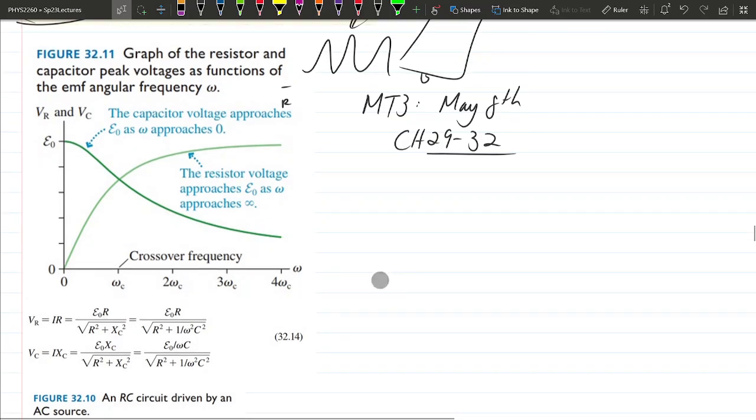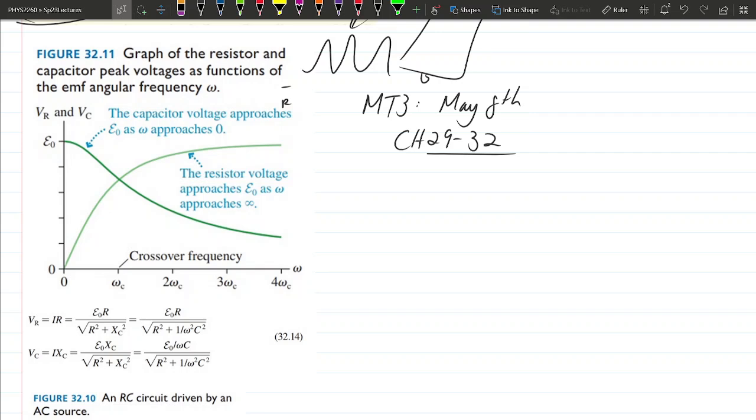One of the interesting things about putting a resistor and a capacitor together in an AC circuit is this behavior: the voltage across the resistor starts off at 0, but then goes up as you go to higher and higher frequency. The capacitor is the opposite. It starts off at basically whatever your EMF voltage is. If your AC is 120 volts, then it starts off at 120. But as you increase the frequency, it goes down.